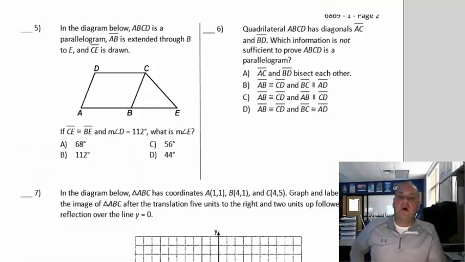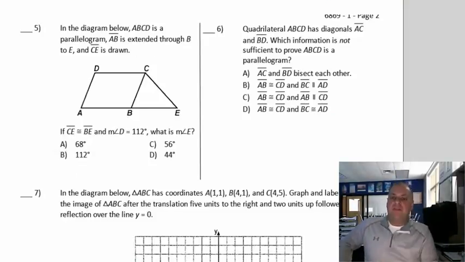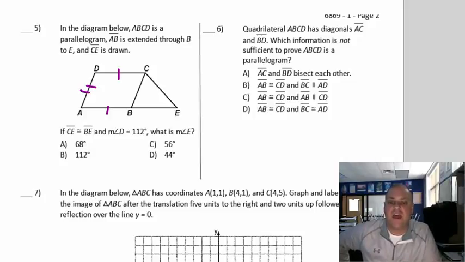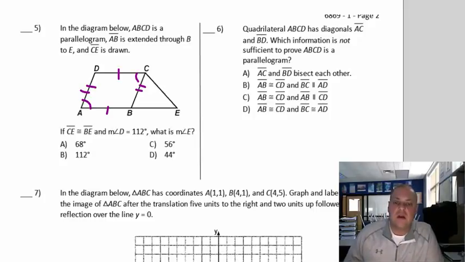In the diagram below, ABCD is a parallelogram. That's important because I know opposite sides are congruent. I know opposite angles are congruent, stuff like that. That's a parallelogram, so I have opposite angles congruent. All right, this angle is congruent to this angle.